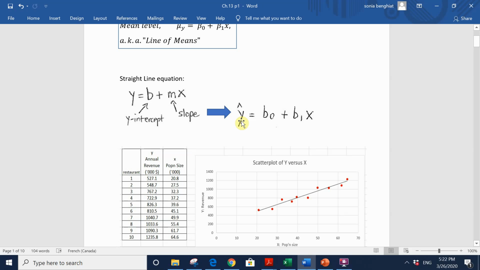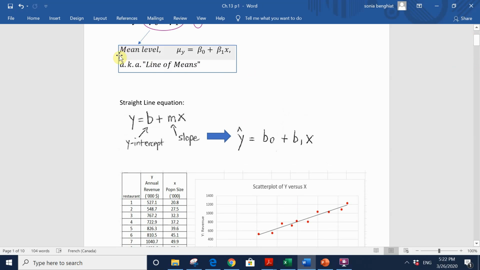Y hat, because this will serve as a point estimate for the true population mean level, mu of y. This is an unknown. It is only when I have all my population information that I am able to find mu of y. But I don't have all my population information. I only have a sample of size 10. Hence, I use y hat to estimate mu of y.